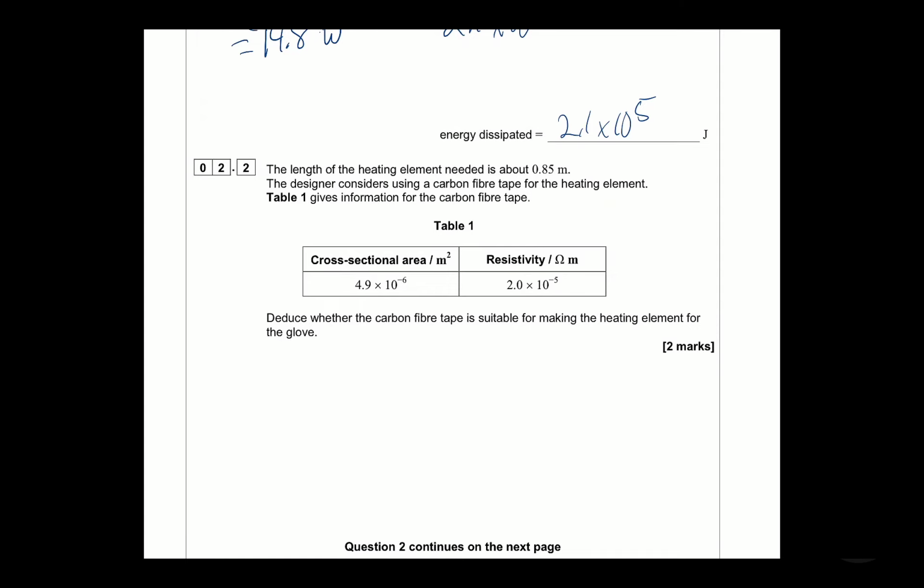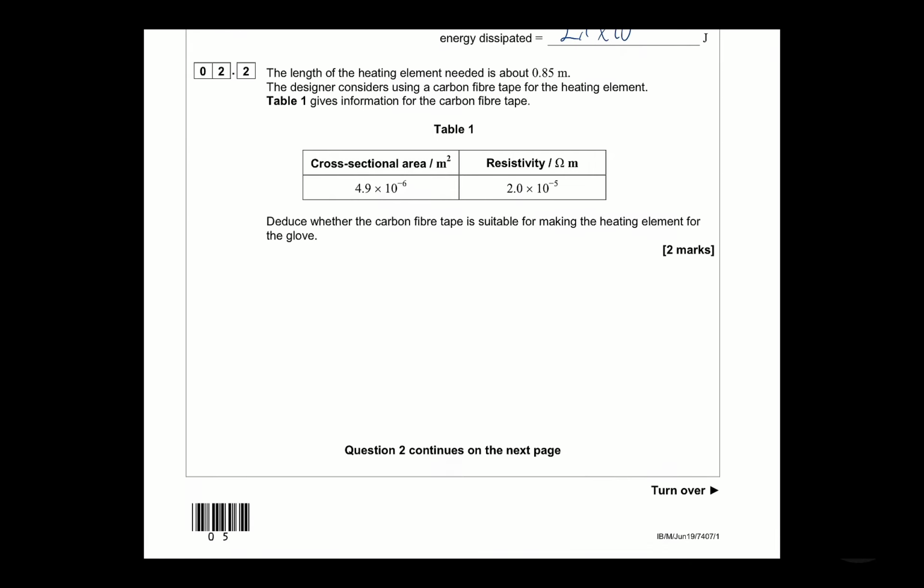So, here we go. Length of a heating element needed is about 0.85 meters. The designer considers carbon fiber tape for the heating element. Whether or not this is suitable.